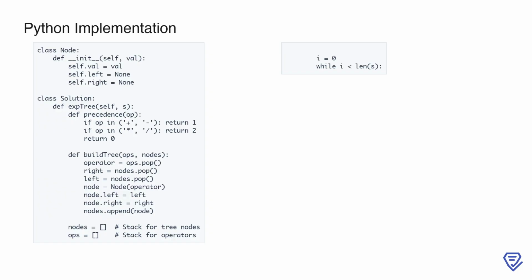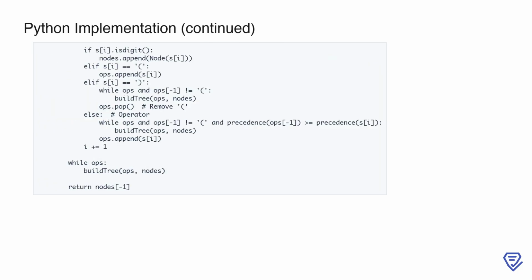A while loop is used to iterate through the characters in the input string, processing each one based on its type. If the current character is a digit, we create a new node with that digit and push it onto the node stack. If it is an opening parenthesis, we add it to the ops stack. For a closing parenthesis, we repeatedly build subtrees using the buildTree function until an opening parenthesis is encountered, which is then removed from the ops stack.